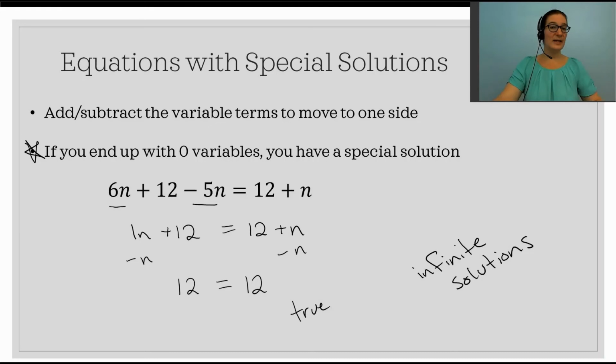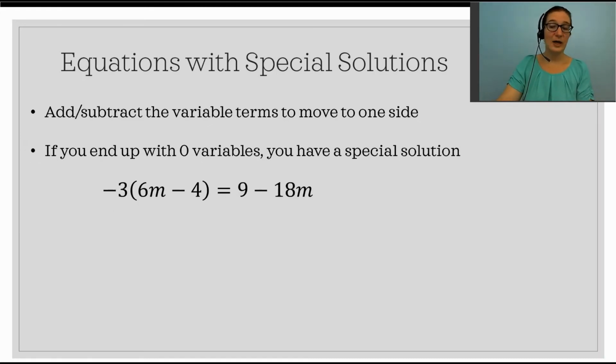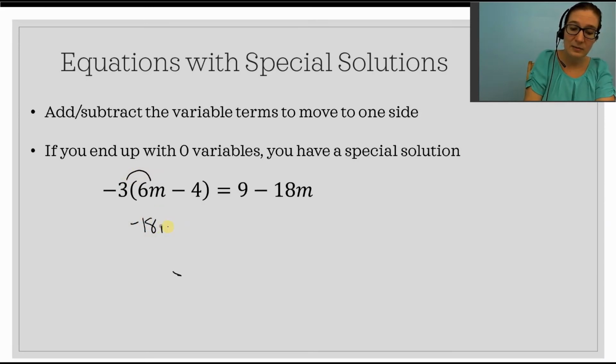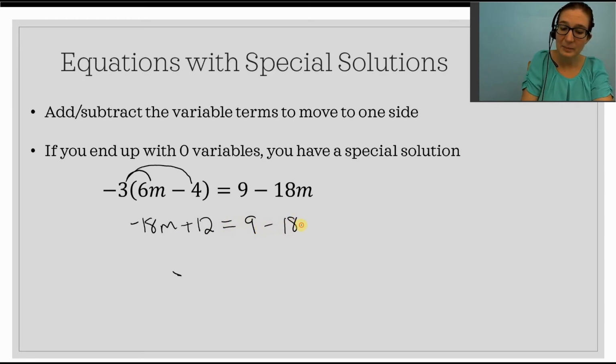Okay, let's go ahead and take a look at another one. So again, we want to make sure that we are using our same solving steps we would always use. I'm going through and I'm making sure that my equation is simplified first. So I'll take this negative 3 and distribute it in. So negative 3 times 6 gives me negative 18. And negative 3 times negative 4 gives me positive 12, and that is equal to 9 minus 18m.